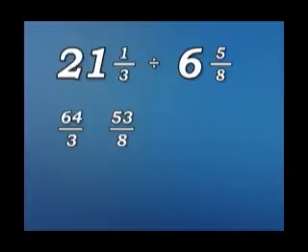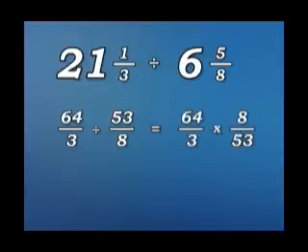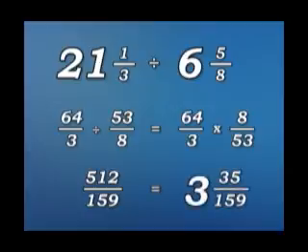Using the rule we learnt last time, when we're dividing, we multiply by the reciprocal, so that 64 over 3 divided by 53 over 8 becomes 64 over 3 multiplied by 8 over 53, which is the same as 512 over 159, which is 3 and 35 159ths. Not far off our estimate.